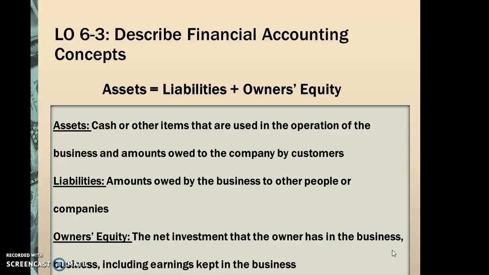Assets equals liabilities. Liabilities are the amounts owed by the business to other people or companies. So basically it's their accounts payable or any type of loans that they have taken out for the business. Owner's equity, that's the net investment that the owner has in the business. Businesses include earnings kept in the business. So very, very important to understand the accounting formula of assets equals liabilities plus stockholders' equity.